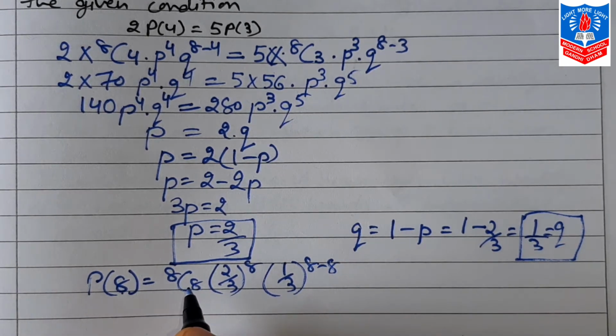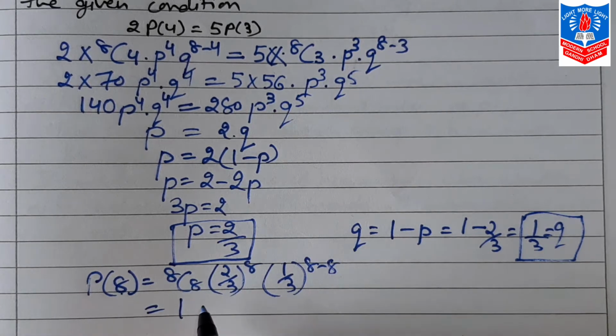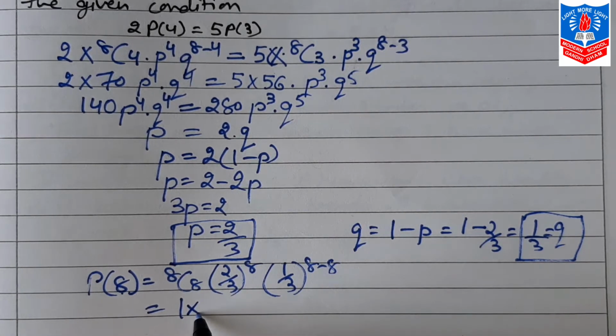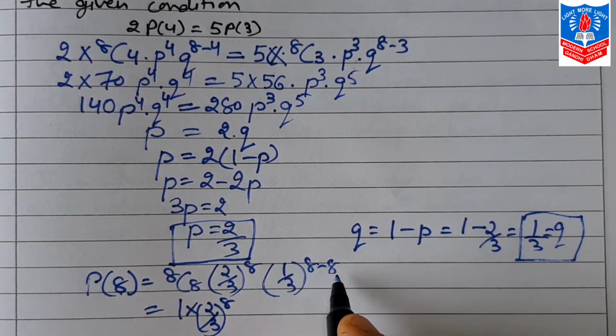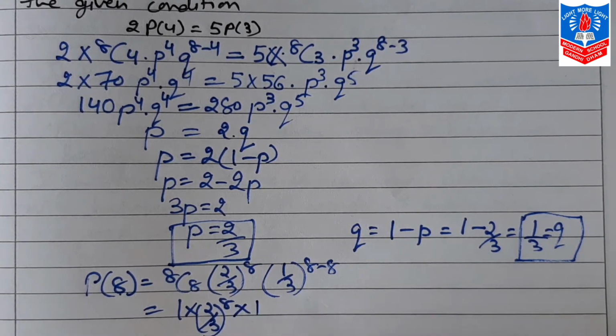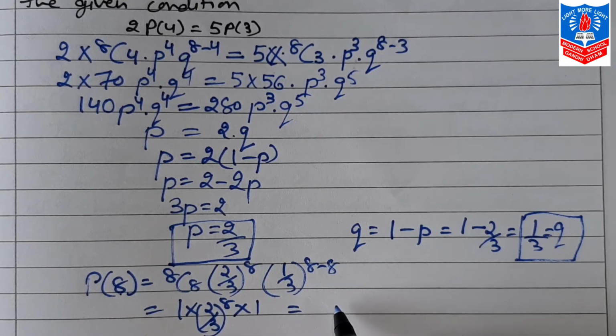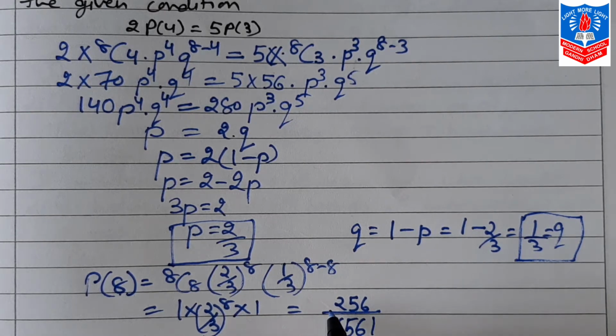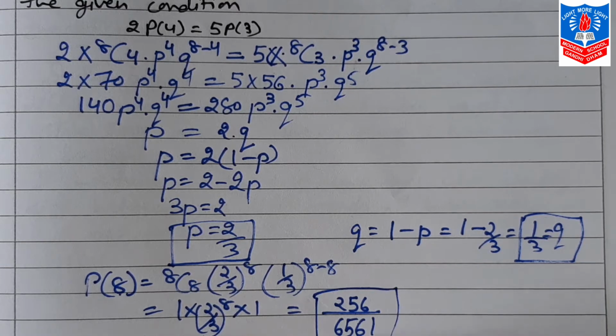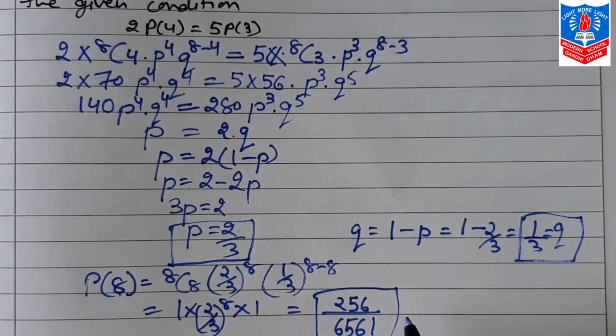Now this 8C8 comes 1, then 2 by 3 raised to 8, and 1 by 3 raised to 8 minus 8, that is 0, so that also comes 1. So this will now be 256 upon 6561. So this is the answer, the probability of getting success in all the trials, that is 256 upon 6561.